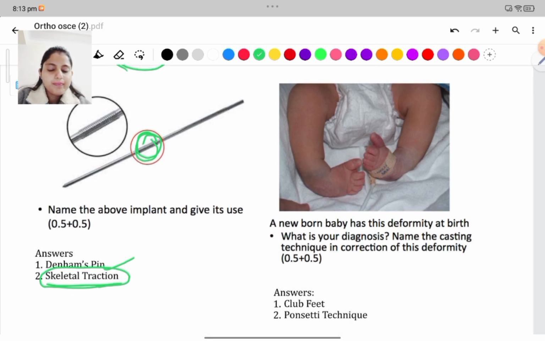A newborn baby has this deformity. Here we can see this. So what is the diagnosis? Congenital talipes equinovarus, club foot. And name the casting method in this correction of deformity. Kite's method, which was used earlier. Ponseti method. So Ponseti technique.